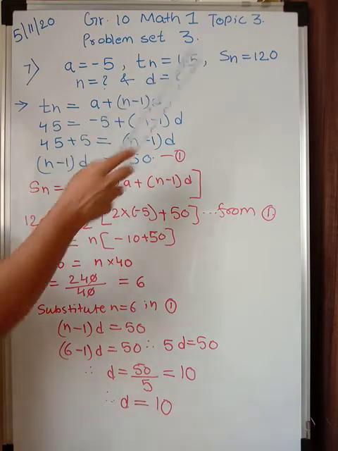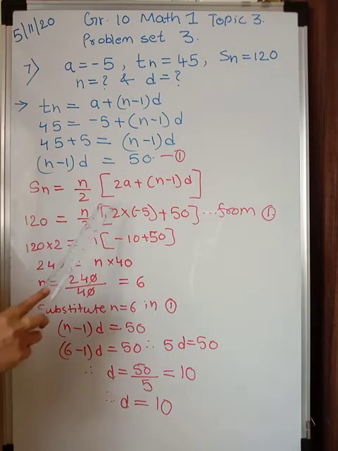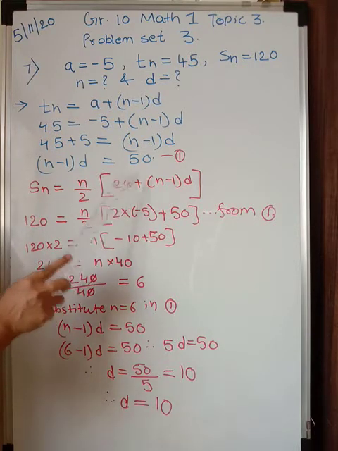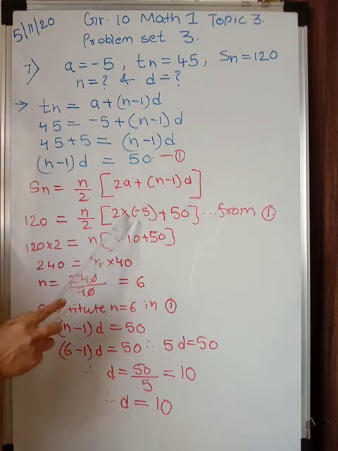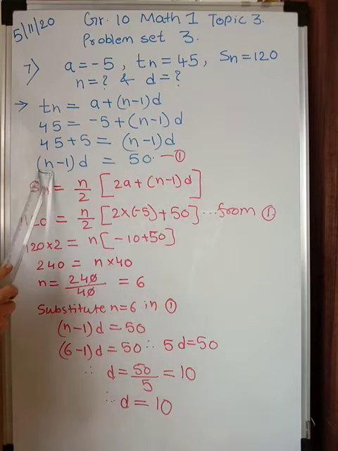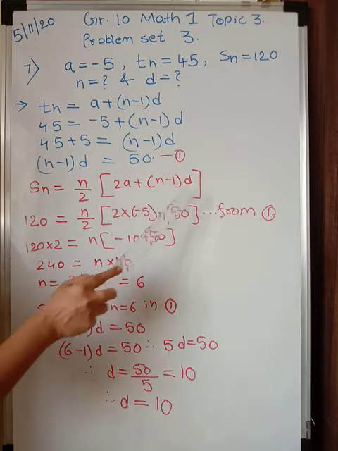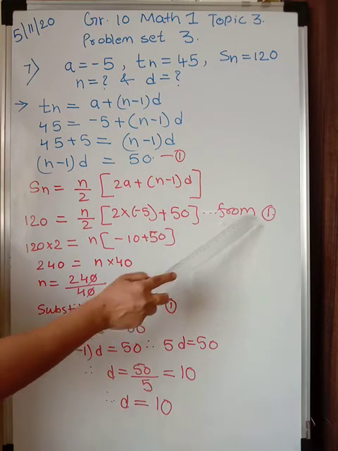Now Sn value is itself given as 120. So 120 is equal to n by 2 into 2a, where a is minus 5. So 2 into minus 5 plus n minus 1 into d. Look here, n minus 1 into d is how much? 50. So for this I am writing 50.